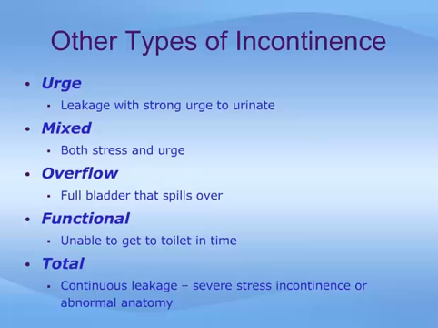Other types of urinary incontinence which you may have heard about include urge incontinence, leakage associated with a strong urge to urinate and caused by an overactive or spastic bladder muscle; mixed incontinence, a combination of both stress and urge incontinence; overflow incontinence, where the bladder fills up and spills over because it cannot empty normally; functional incontinence, where one is unable to get to the toilet in time because of a mobility problem; and total incontinence, which is continuous leakage, usually due to severe stress incontinence or some type of anatomical problem.